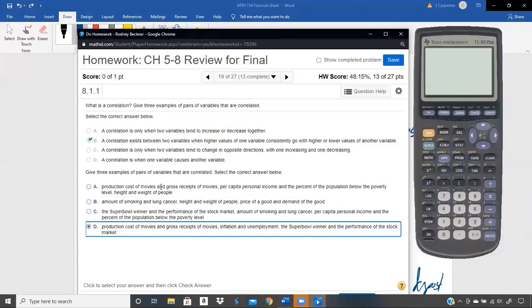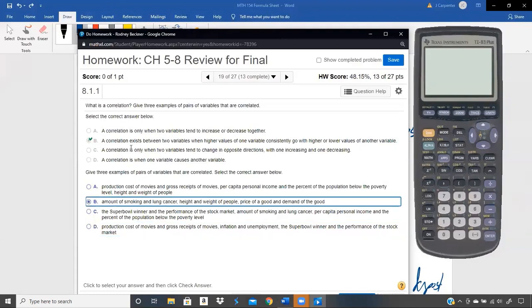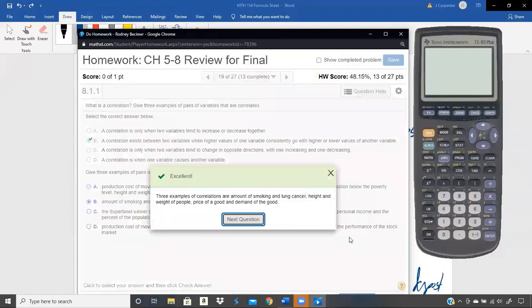Production cost of movies and gross receipts of movies. We already said we don't really like that one. Inflation and unemployment. I've given you inflation charts before. Go to the internet and pull up an unemployment chart, and you might not see too much correlation there. Super Bowl and stock, wow, this one just sounds like complete trash. D sounds like the worst of them all. The only one that seemed to have three good ones was smoking versus lung cancer, height versus weight, price of a good versus demand. I'm liking that one. That would be my choice. And we got it.